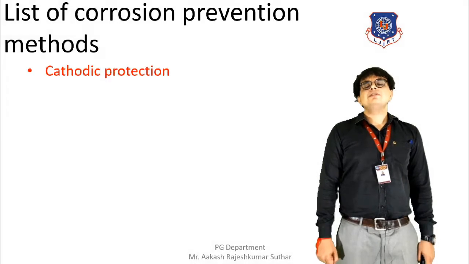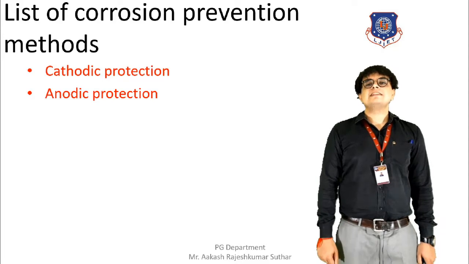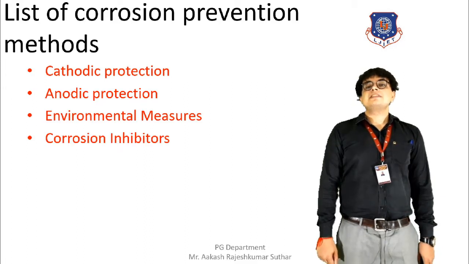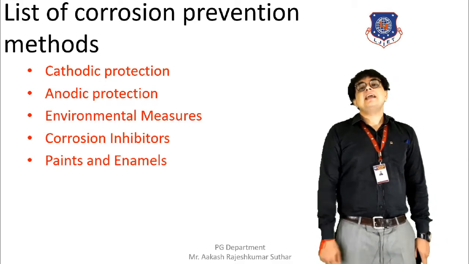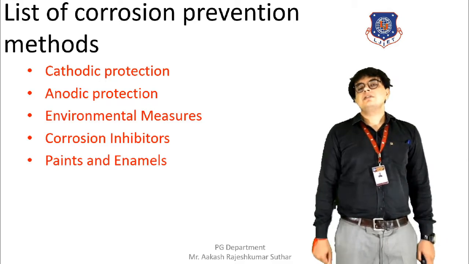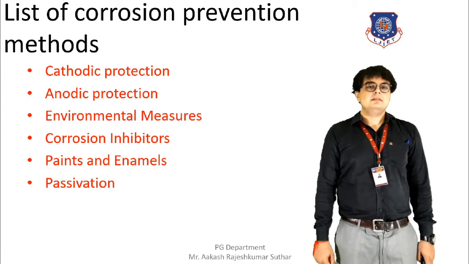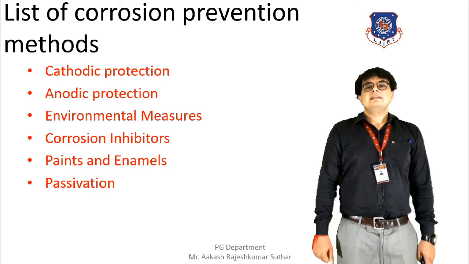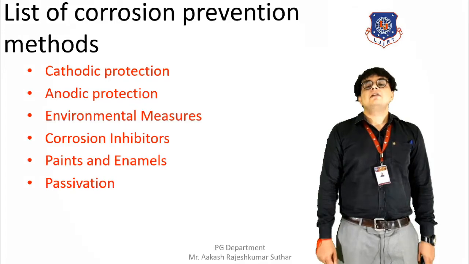Basically we are going to discuss the cathodic protection method, the anode protection method, the environmental measures, the corrosion inhibitors, the paint and enamel methods for the prevention of corrosion, and the passivation method. So these are all the methods that we are going to discuss in this session. So let's start with the first method of today's session.